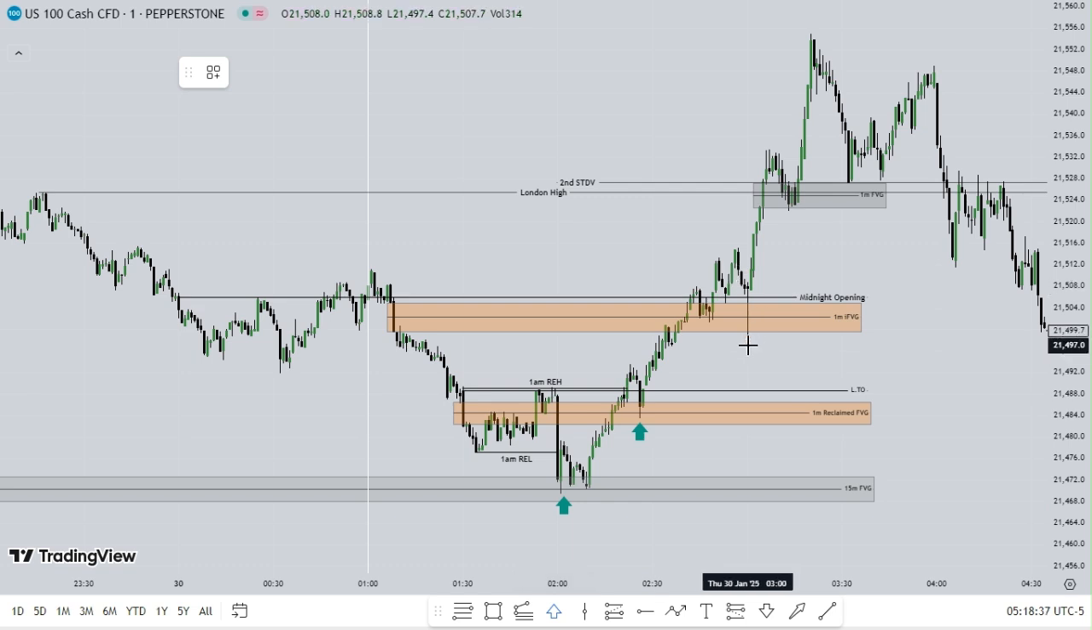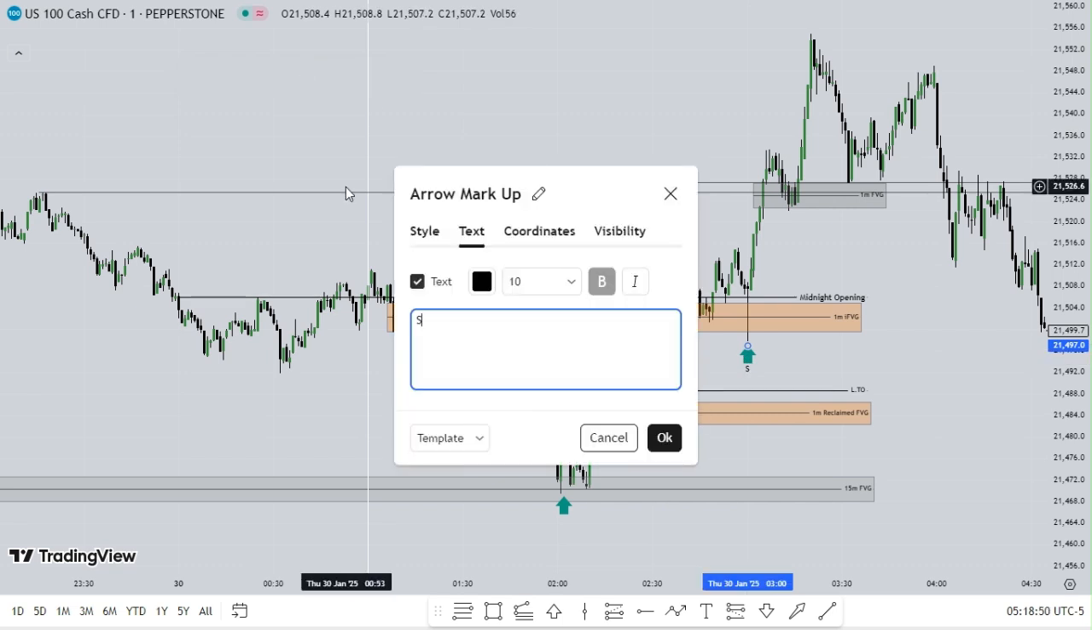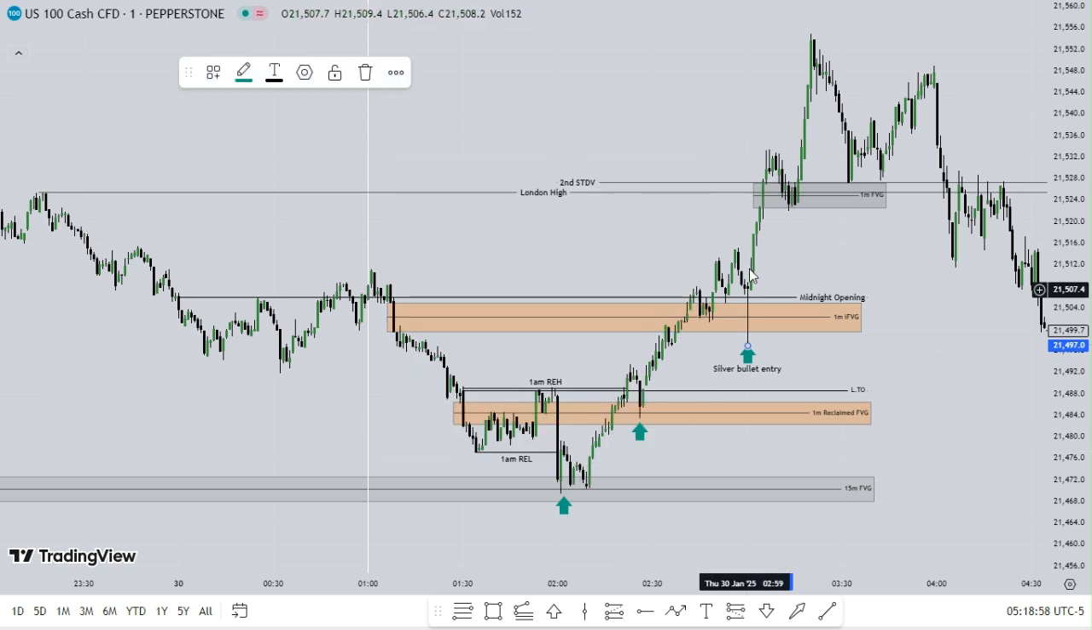So this is the third entry. If you can just look at the time, it's 3 a.m. UTC. That means it's a silver bullet. And if you're familiar with the silver bullet, this was a silver bullet entry. So you can see the price traded lower on this Fair Value Gap that's below the true open or the midnight opening. So the midnight opening is very important.